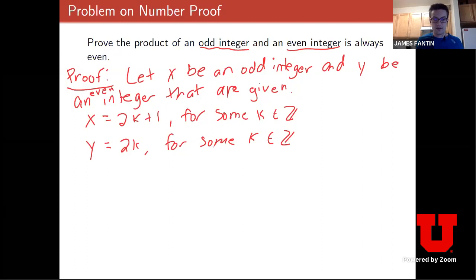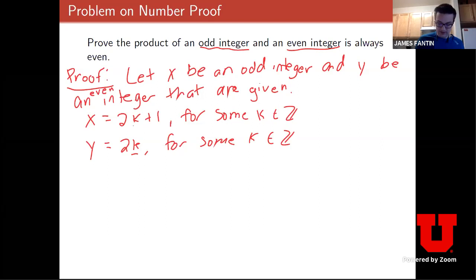Does anybody see a problem with how we've defined x and y here, or is this a fine way to define it? Yeah, it looks like we've got several answers in chat. You can't use k for both, because they're not necessarily the same value. This is something we always have to remember when introducing new variables using definitions of odd and even integers: we can't use the same repeated variable. This k and this k aren't necessarily the same value.